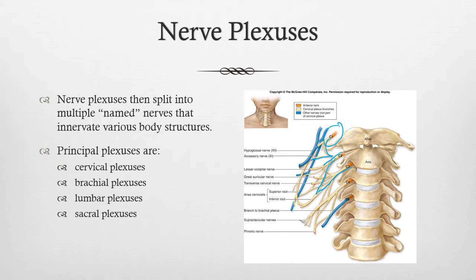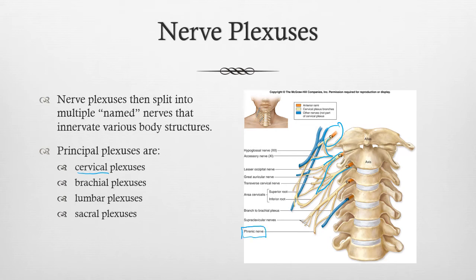In this particular case, this is the cervical plexus, and this is supplying all of the cervical region of the spinal nerves. Then we have a brachial plexus for the arms, and a lumbar and sacral plexus for the legs. One of the more important nerves that originates from the cervical plexus is the phrenic nerve.